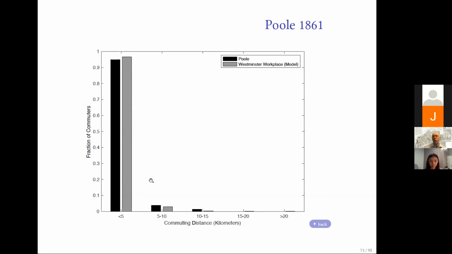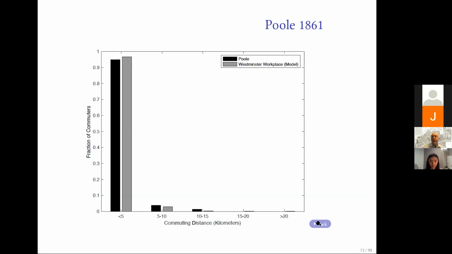And very few people commute longer than 5 kilometers. And then in light gray here, we've compared that with the model's predictions for the borough of Westminster. Obviously, again, the model's an abstraction. It's yielding a prediction for all of Westminster rather than this particular address where Henry Poole are located. But nonetheless, the model seems strikingly successful in capturing the idea that most people commute less than 5 kilometers at the dawn of the railway age.